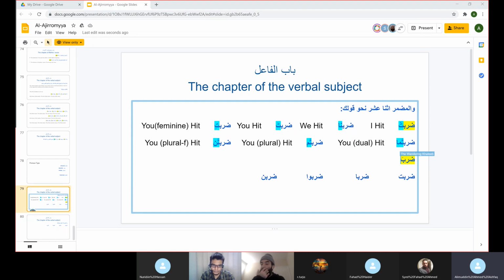And then we have daraba, and daraba means he hit. So here, this is a perfect example for the hidden pronoun. This he is nowhere to be found at the end of the verb, meaning it is hidden inside of the verb.